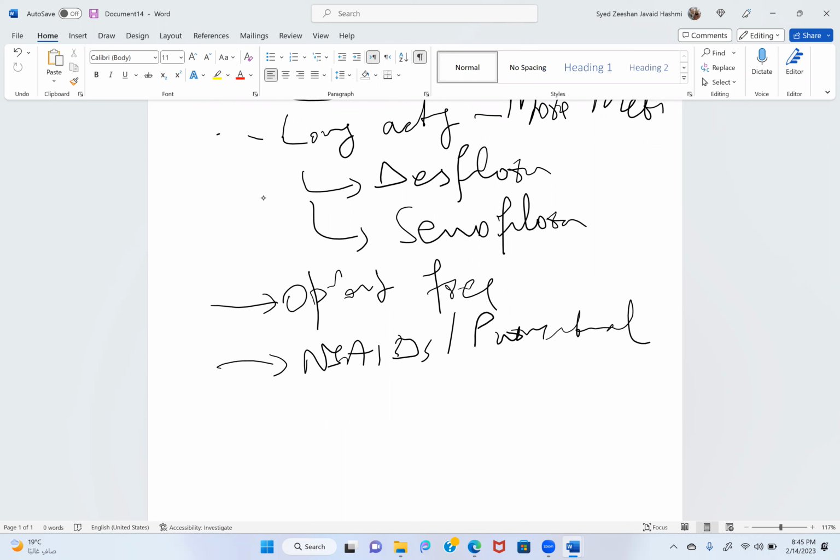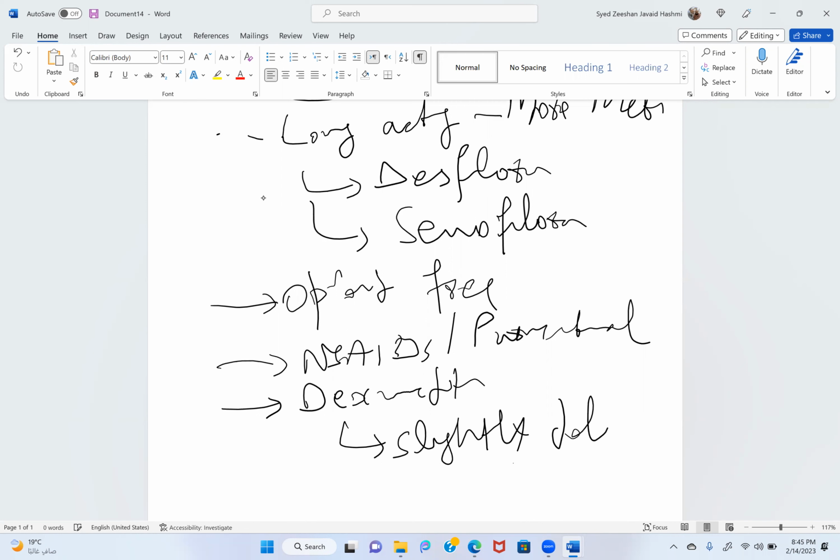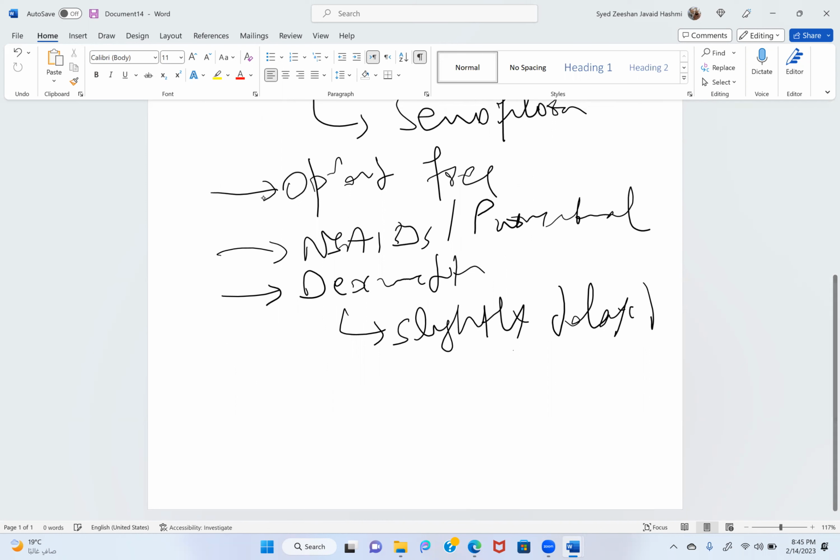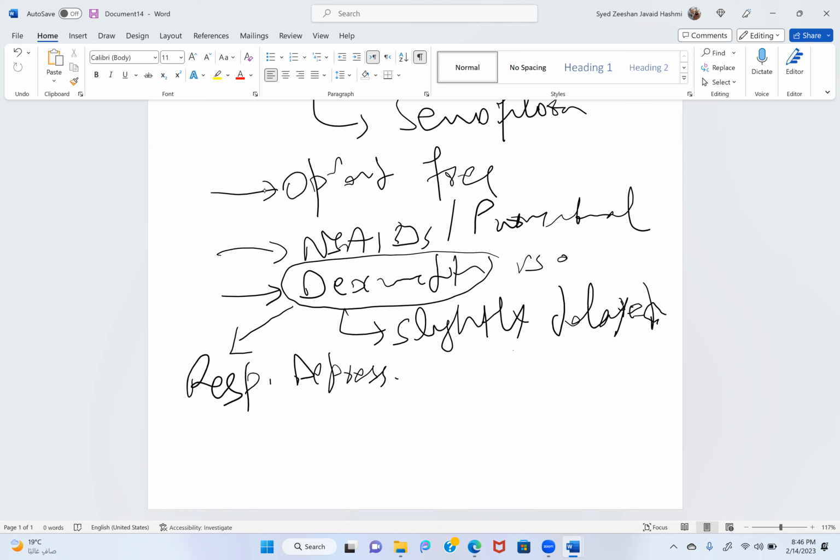For example, if you are using dexmedetomidine, the thing you can expect is slightly delayed recovery, because dexmedetomidine use can sometimes be very tricky. So you have to be careful about it. But the good thing about dexmedetomidine is that it does not cause respiratory depression. The patient may not be responding much, but the patient will be breathing nicely. This is the advantage of dexmedetomidine versus opioids. That's why I still prefer to use it.